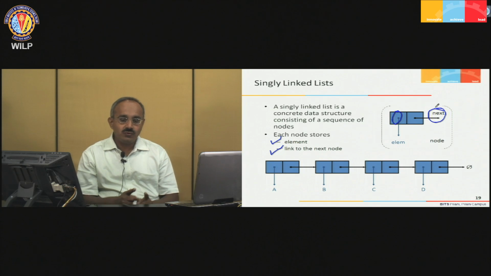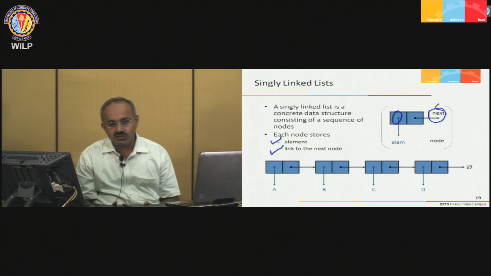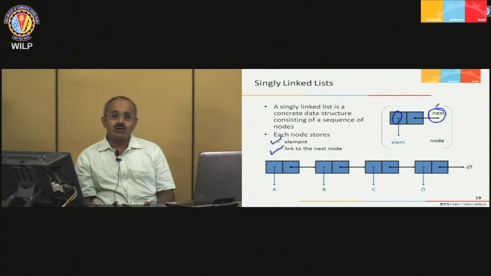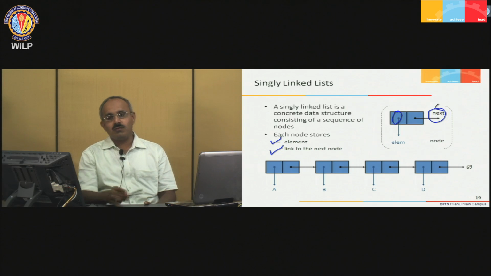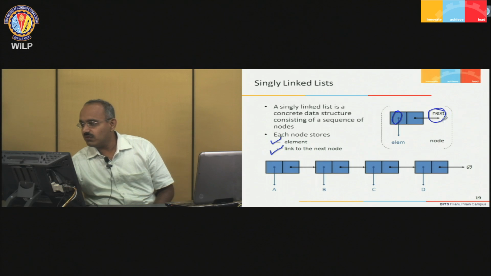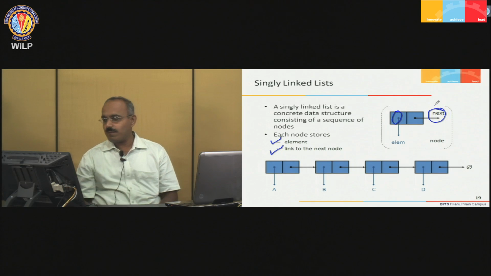Unlike an array, which we know is a contiguous location in the memory, in a single linked list it may not be a contiguous chunk of memory. A node can point to another node which is not immediately next to it in the memory structure. So the link or the pointer next tells you the address of the next node in your memory.